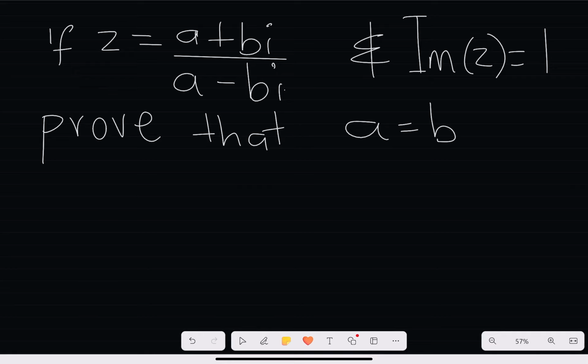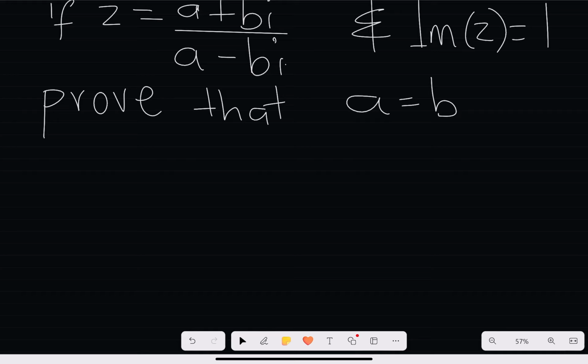In this video, we are given that z equals a plus bi all over a minus bi. And we are also given that the imaginary part of z is 1. All right. And then we are asked to prove that a equals b. All right. Let's do that.